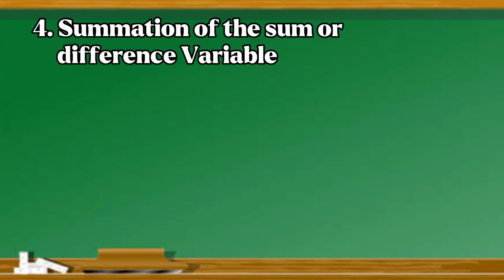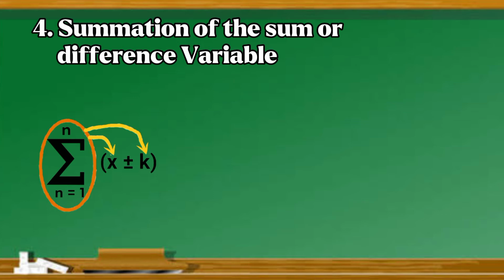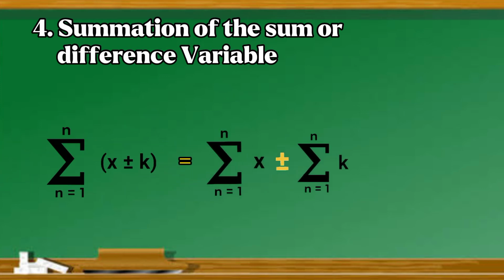Now let us proceed sa ating next summation notation. We have summation of the difference of a variable and a constant. For this property, it can be written in this form, summation of x plus or minus k from 1 to n, kung saan yung ating x again is a variable at yung k natin is a constant. So dito class is we can rewrite them separately. Katulad ng ginagawa natin kapag nagmamultiply tayo, dinidistribute natin yung nasa labas doon sa loob ng ating parentheses. So ang nasa loob ng ating parentheses is x plus or minus k. So ito class, i-distribute natin doon sa loob. So now we have summation of x from 1 to n plus or minus summation of k from 1 to n.